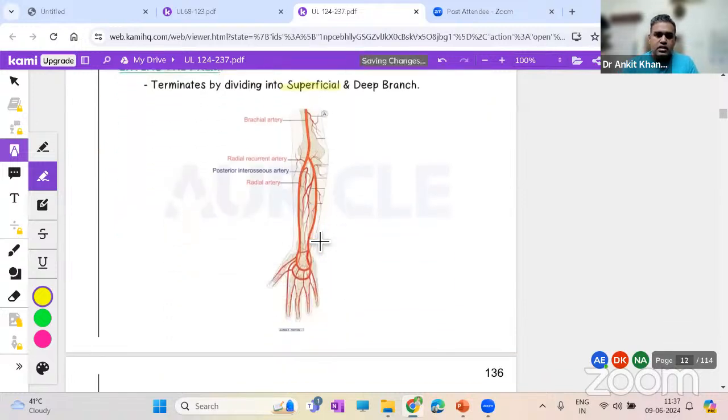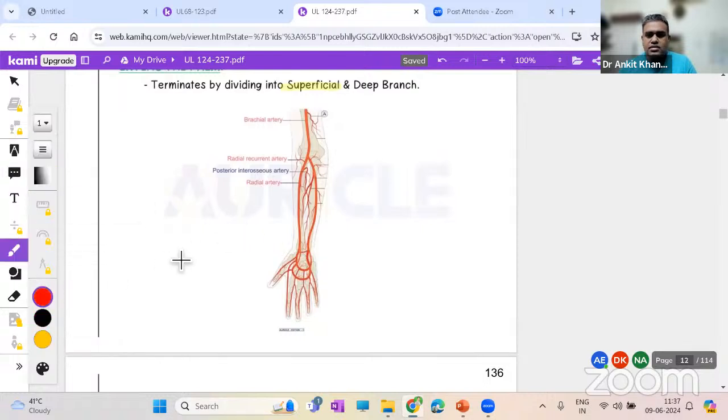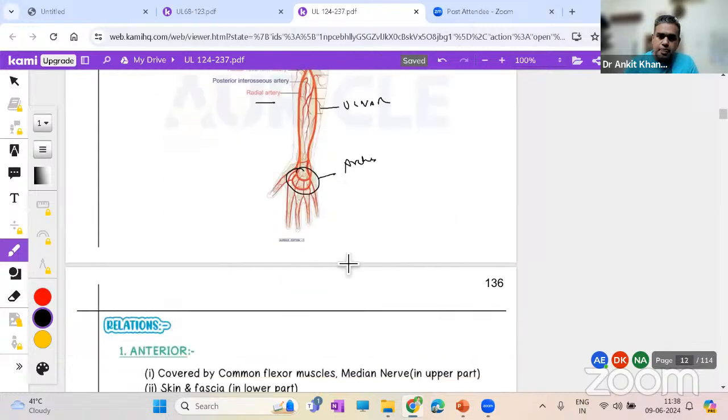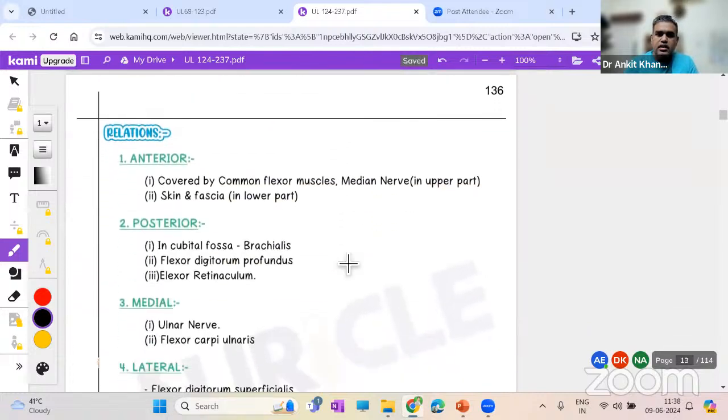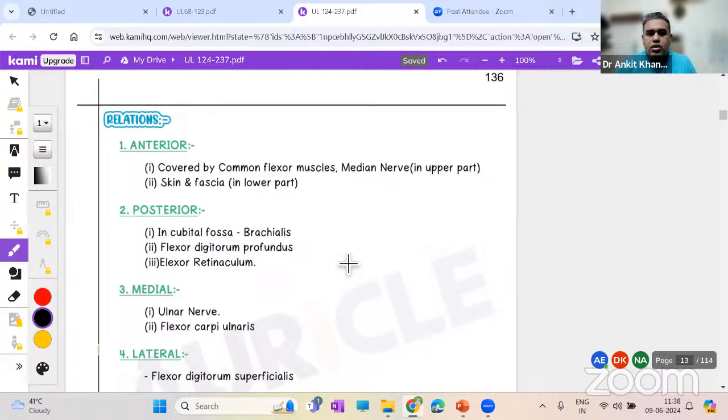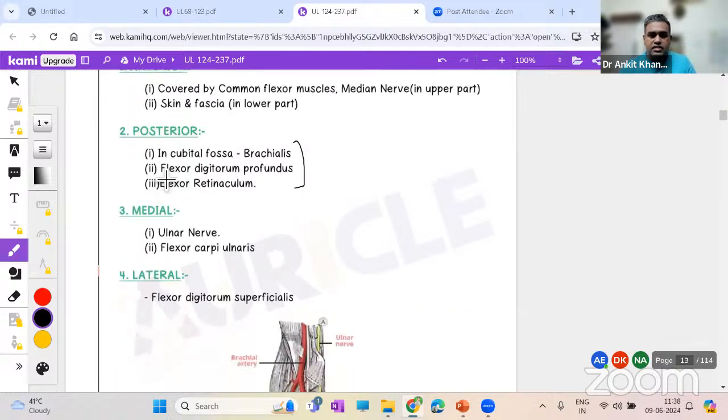So again, the course over here, you can make both the courses. It's very simple. This diagram basically is quite simple over here. And look at how the brachial artery is dividing into these two branches, radial and ulnar artery. As you go down, they form the two palmar arches over here, and some branches give off to the digits as well. The relations: anteriorly, you have it covered by the superficial flexor muscles. Behind, you have the brachialis and these deep muscles over here. This is the flexor retinaculum.